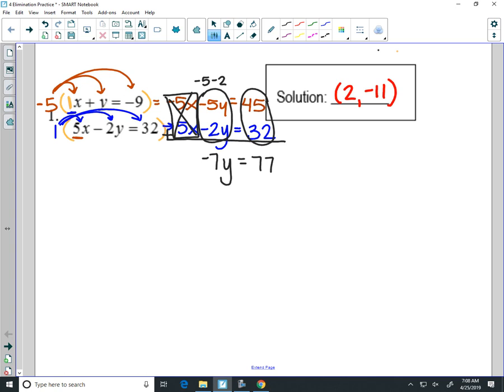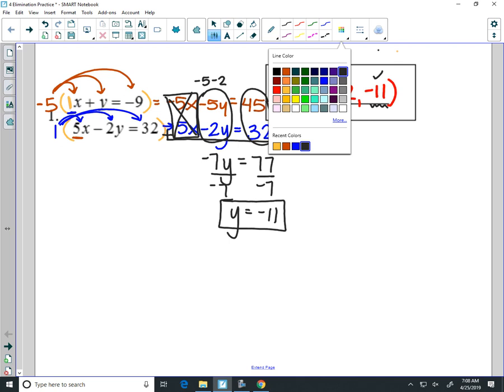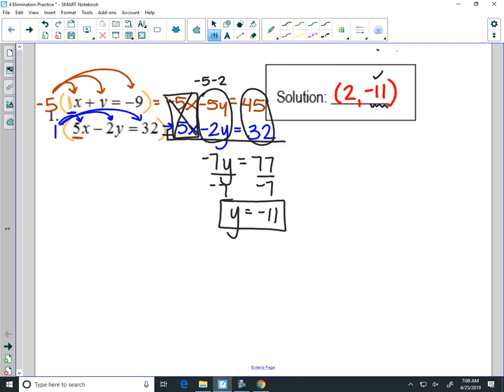And I'm feeling pretty confident because I have the 11 over here. I'm going to divide both sides by negative 7. 77 divided by negative 7 is negative 11. Again, use your calculator as much as you need to. That is my y. So the hard part here is not the solving. Once you've done your elimination, the solving is actually very easy. It's just a one-step equation. But you have to kind of think through how to make that happen.